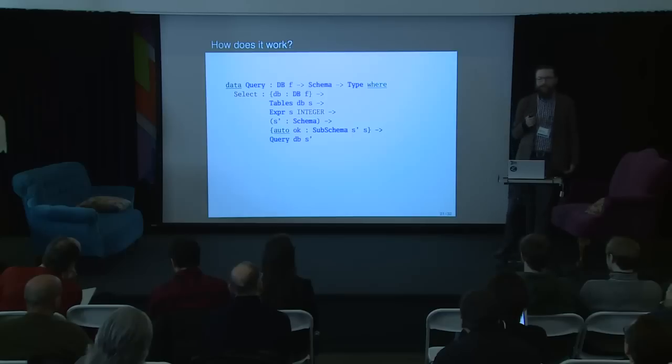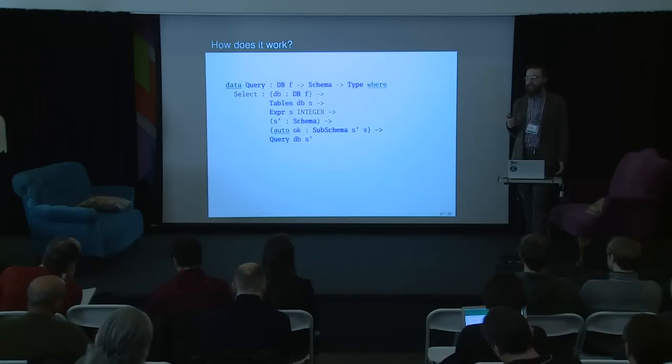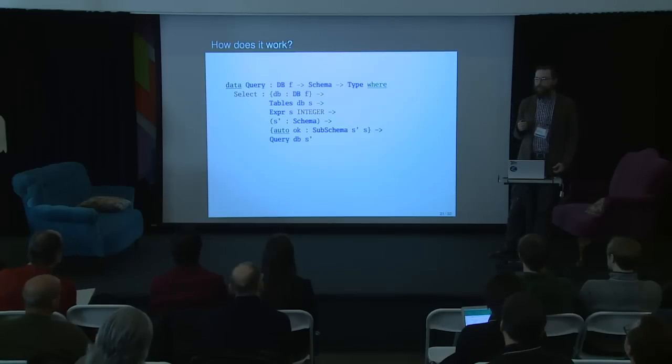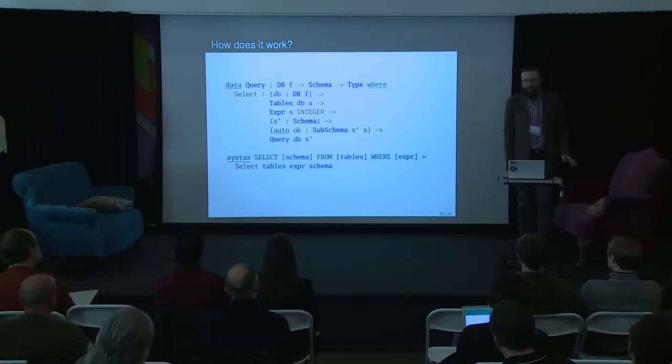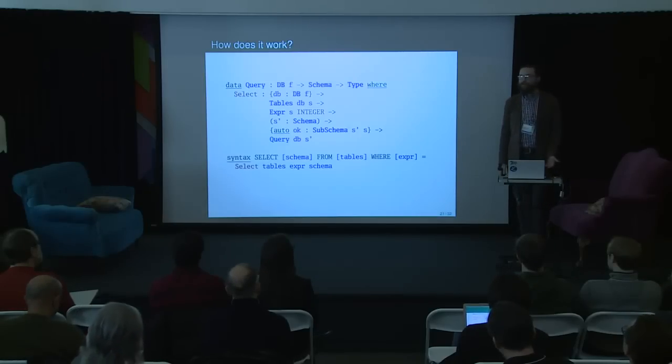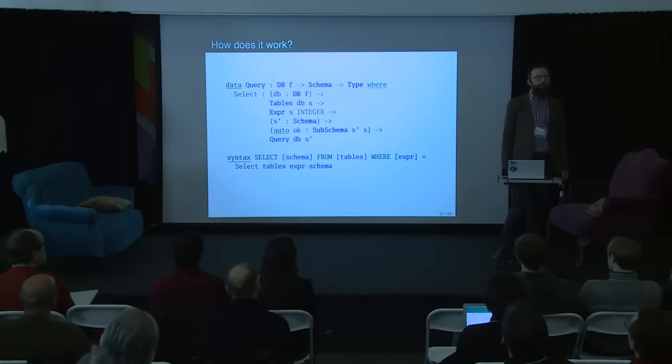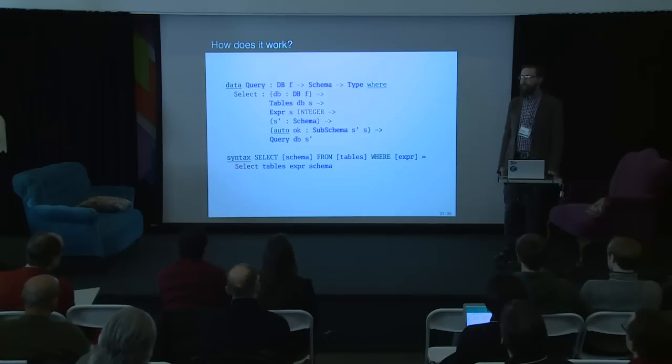So subschema is a data type which represents the fact that every column in one schema exists in another one, but not necessarily the other way around. And this auto keyword invokes Idris's proof search functionality to fill that out at compile time so that the user doesn't have to type it either. And what we get back is a query in that database and in the resulting restricted schema. We can get that nice syntax with a simple parser extension. This is valid Idris syntax. I say that syntax select of schema from tables where expression is then an application of that select constructor up above to tables, expr, and schema, which are the explicit arguments expected by the select constructor.